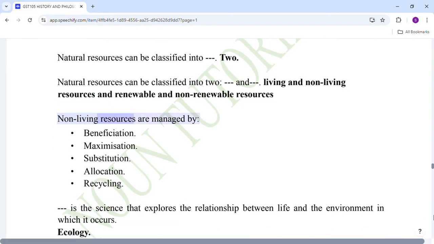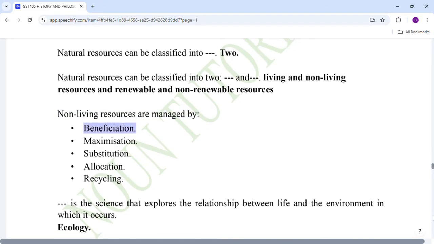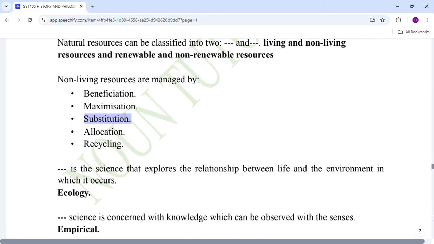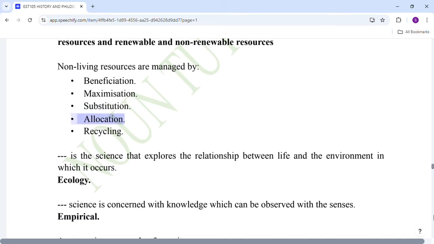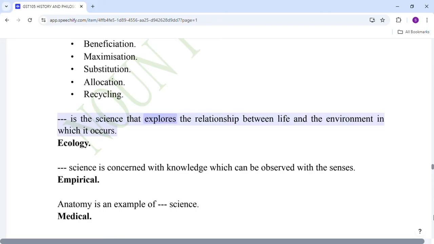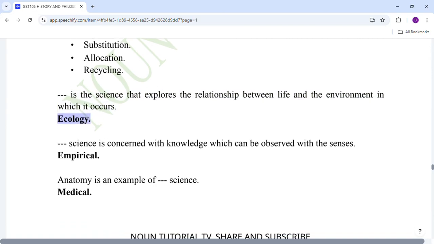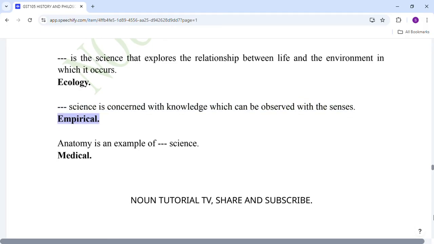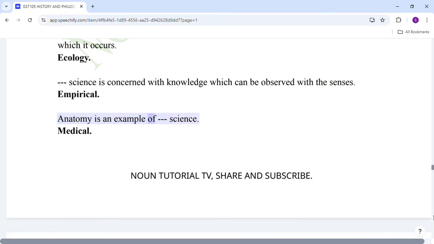Non-living resources are managed by beneficiation, maximization, substitution, allocation, recycling. Dash is the science that explores the relationship between life and the environment in which it occurs. Ecology. Dash science is concerned with knowledge which can be observed with the senses. Empirical. Anatomy is an example of dash science.